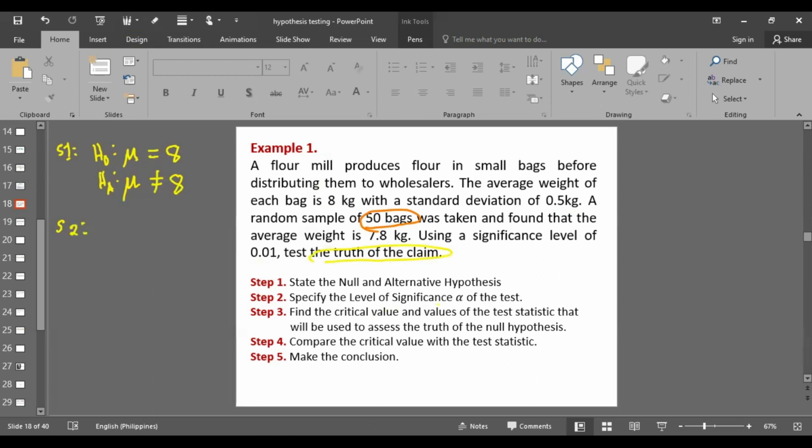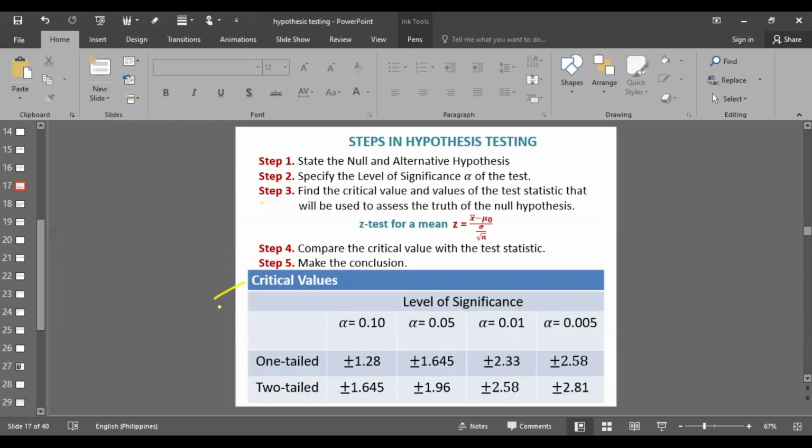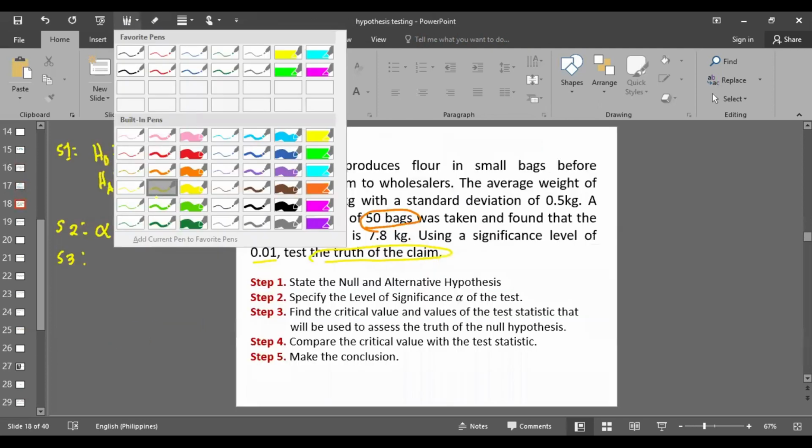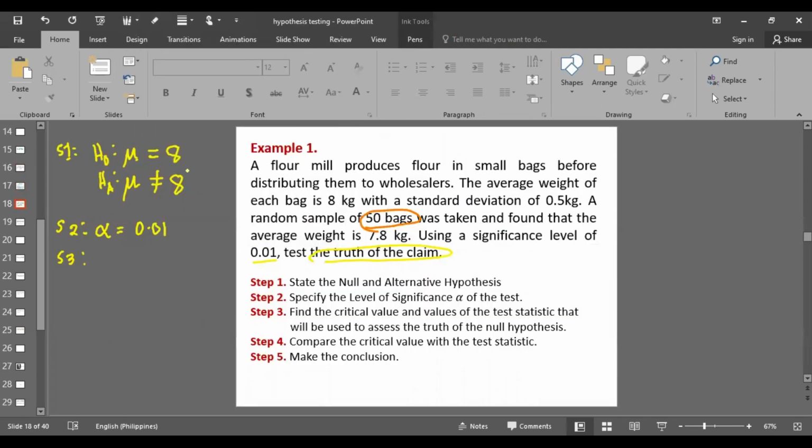Specify the level of significance. So the given level of significance in the problem is 0.01. Step 3. Find the critical value and compute for the test statistic. So we will use this table to determine the critical value or the critical values. Simply locate the given level of significance in the problem, which is 0.01, and the type of test in the problem. So by looking at the hypothesis here in step 1, we can say that it's a two-tailed test.